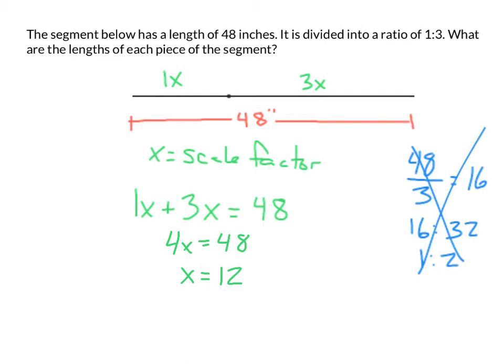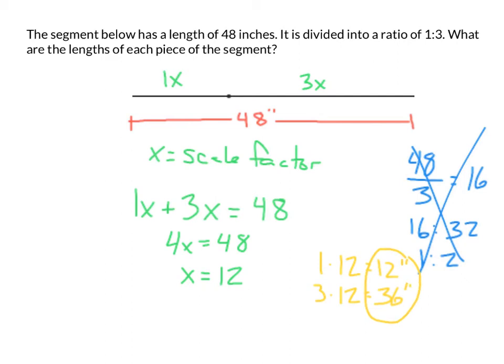Which means our two pieces result in, well, the first one, when we do 1 times 12, we get 12. If we do 3 times 12 for the other part, we get 36. Now 12 plus 36 does equal 48, and as a ratio would scale back down to 1 to 3. So those are the two side lengths, 12 inches and 36 inches.